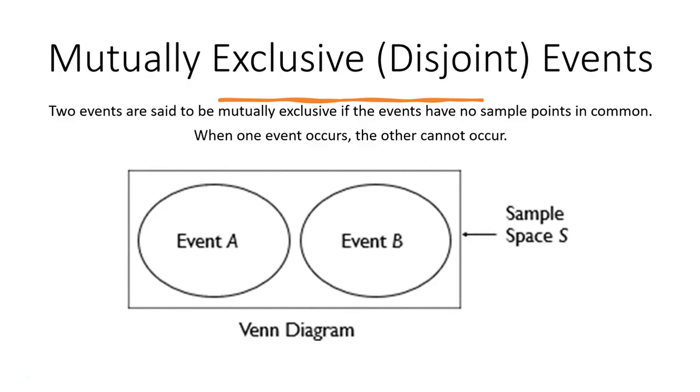Non-disjoint outcomes are ones that can happen at the same time. So for example, you can make an A in your statistics class and you can make an A in your economics class, but those two classes are completely independent of each other. And so if you make an A in one, that doesn't mean that you're going to make an A in the other.